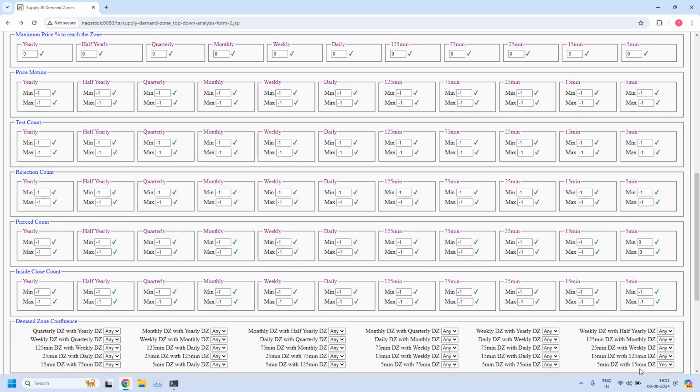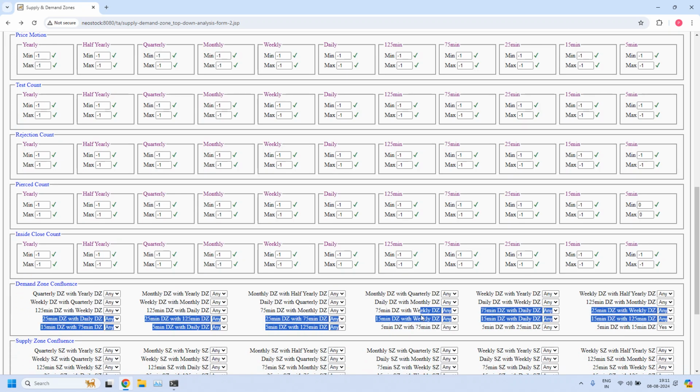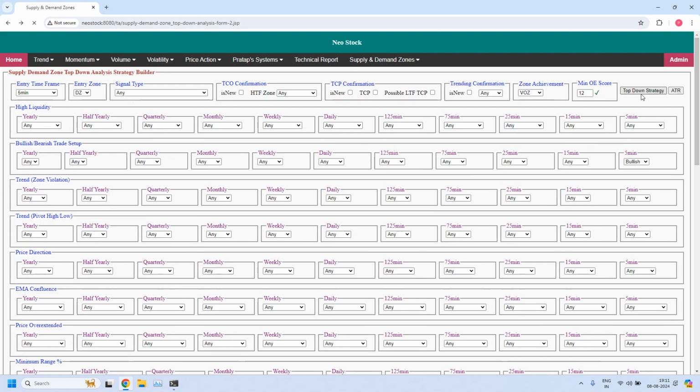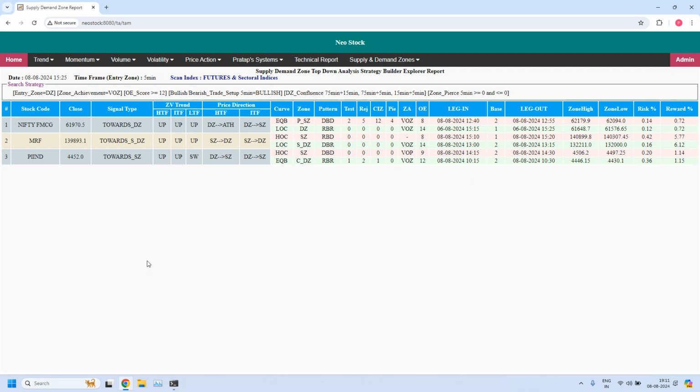So 5 minutes demand zone with 15 minutes already enabled. Next, 5 minutes demand zone with 75 minutes demand zone I am enabling. And then 15 minutes demand zone with 75 minutes demand zone also enabled. So all the 3, LTF, ITF and HTF confluence. So all the 3 stocks are having confluence with all the 3 time frames. Demand zone confluence 75, 15 minutes and 5 minutes time frames.